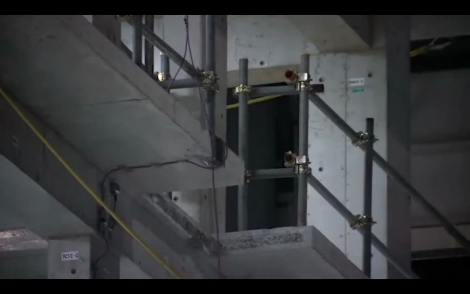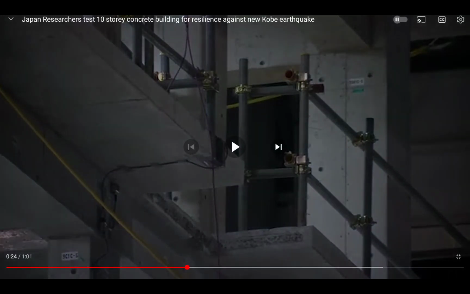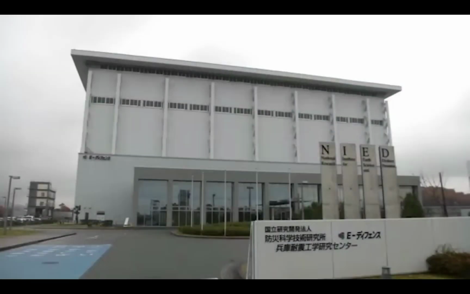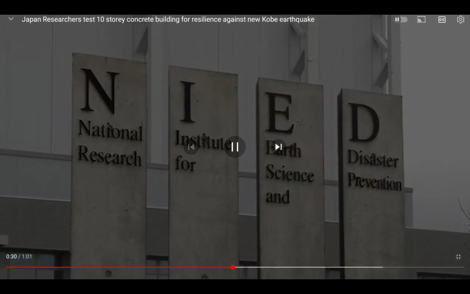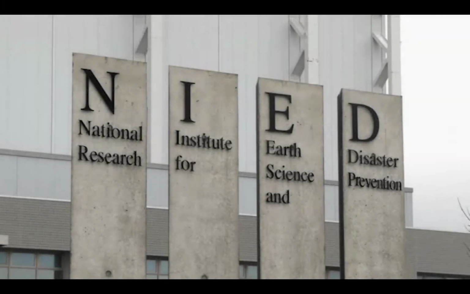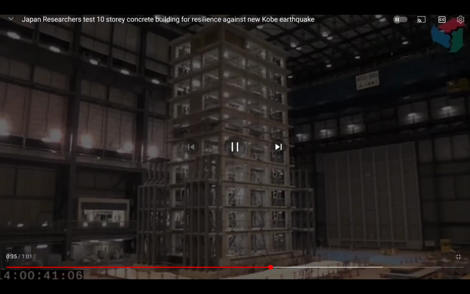This was interesting, this little cutout they did. I'm just looking at it here with the sensors everywhere. But let's let it go. The building to the equivalent of a 7.3 magnitude earthquake. The 1,000-ton structure shook violently, but remained standing, with the fourth floor sustaining the greatest amount of damage.